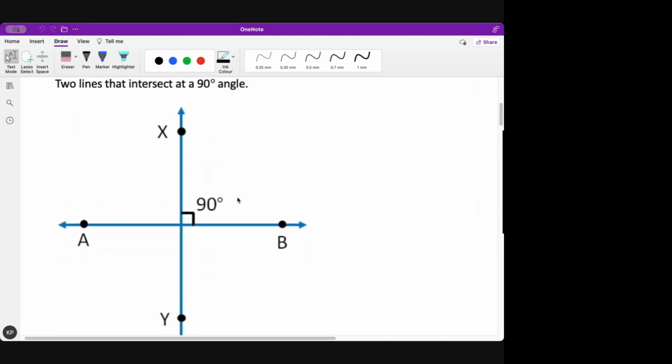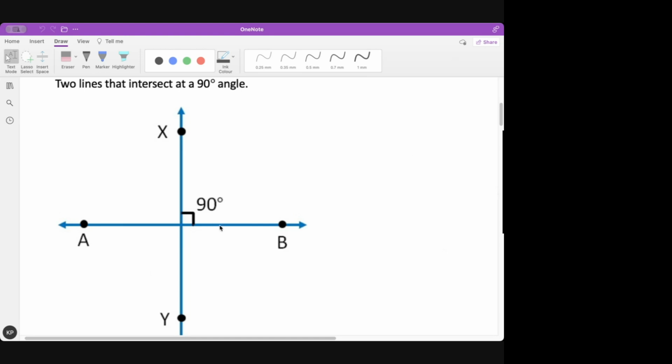If you look here, I have two lines, XY, which is a vertical line, and AB, which is my horizontal line, which meet at 90 degrees. Now, one thing to be very careful about is you never assume that lines are perpendicular. You have to at least know that angle or be given that little block at the bottom.